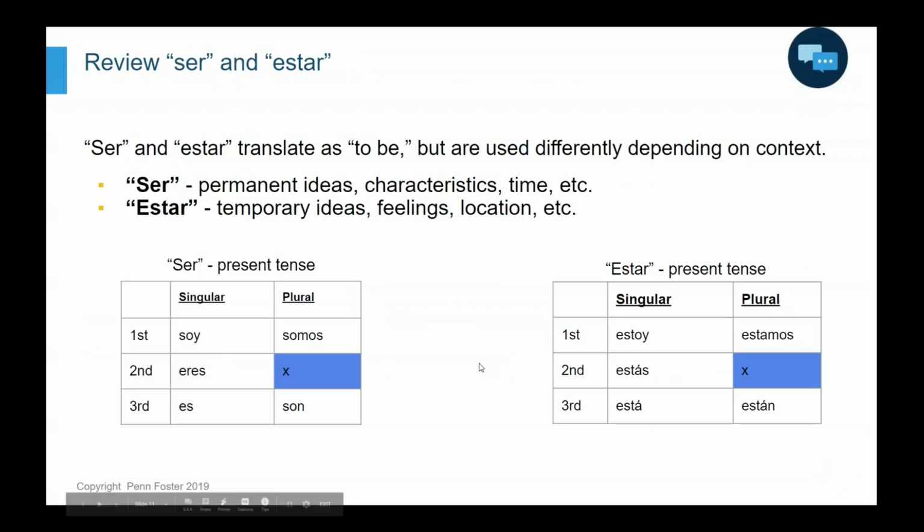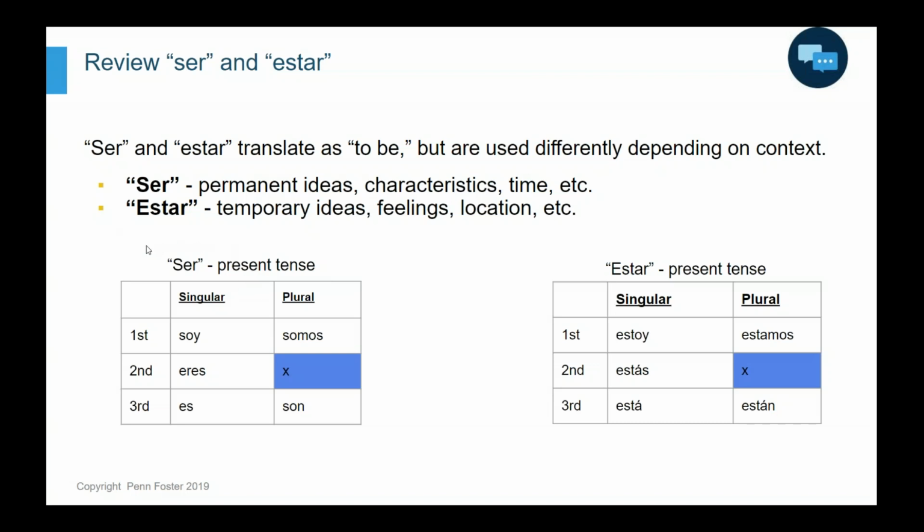So next we want to talk about ser and estar. These are the most probably popular verbs in Spanish that aren't action verbs. And these are the verbs to be. And there are two verbs to be in Spanish, and they're used differently depending on context. So when you use forms of ser, this is if you're talking about something permanent, characteristics, telling time, and other ideas. Versus estar, temporary ideas, how you're feeling, where you are at a specific point, location.